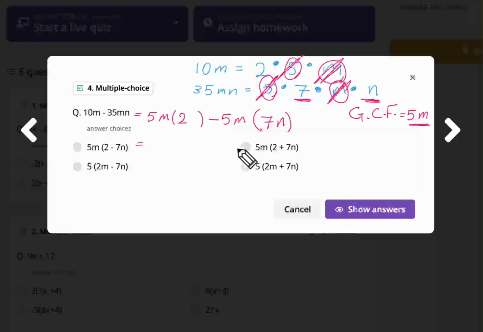Okay, now factor out the greatest common factor, 5m. So we take out 5m. What do you have in the parentheses? We have 2 minus 7n. Exactly. Thank you, my hero. Okay, my heroes, any problems? No problem, teacher, I understand. Great.